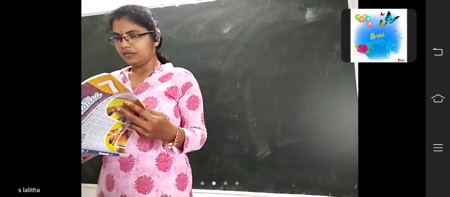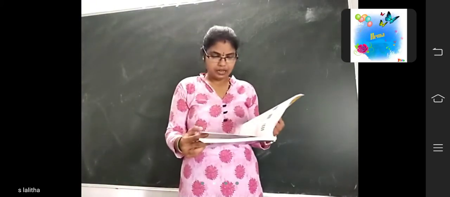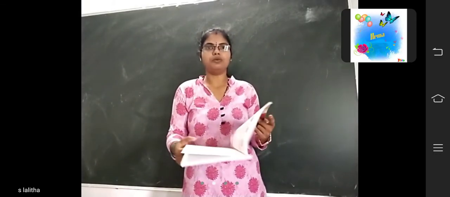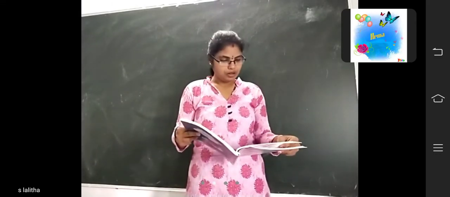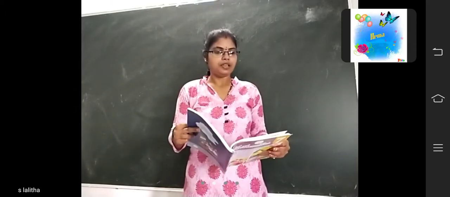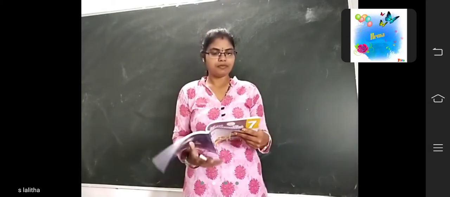So, in the previous class, we learned about exercise 2.3: first Roman, second Roman, third Roman, fourth Roman also completed. Now, see page number 36. Write the fifth question, children.